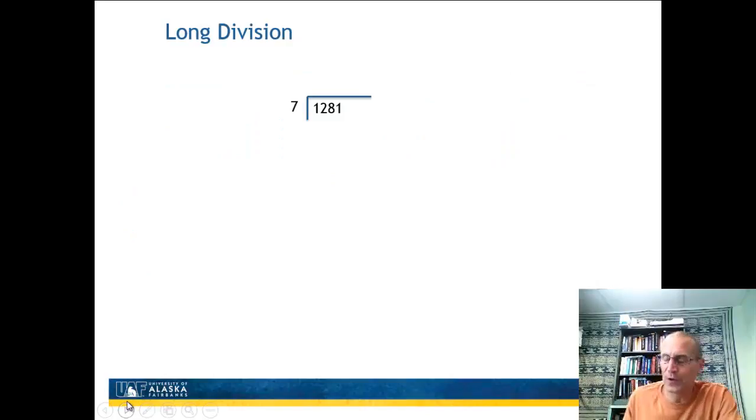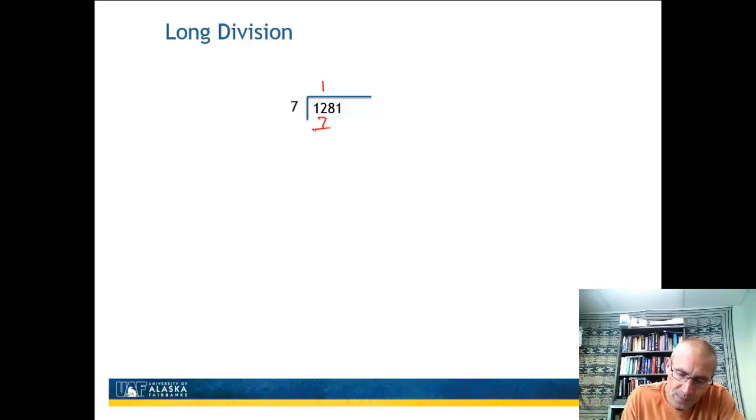Before we do it with polynomials, let's review a little bit of long division. You can probably remember this from grade school. I've got the number 1281 and I'm going to divide it by 7. How do I do that? Well, I look for the largest factor of 7 that will go into 12, and that would be 1. I'm going to put that up on the top.